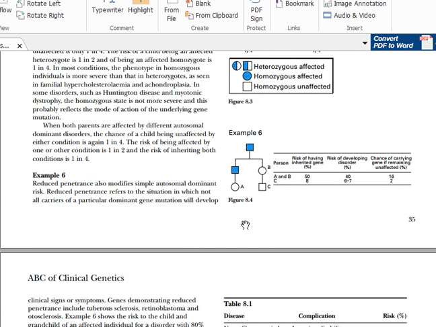So we continue with the next case now. We have example 6.